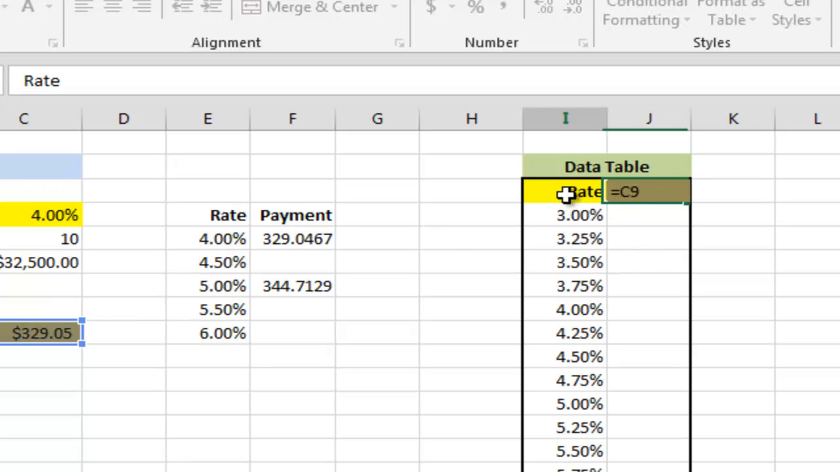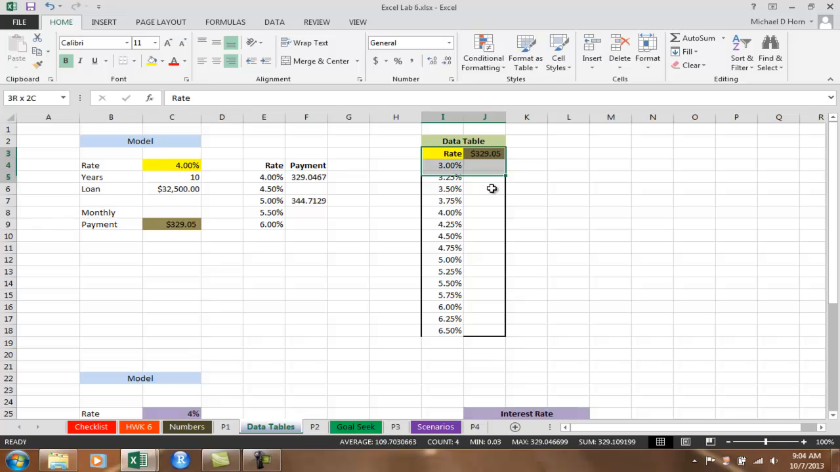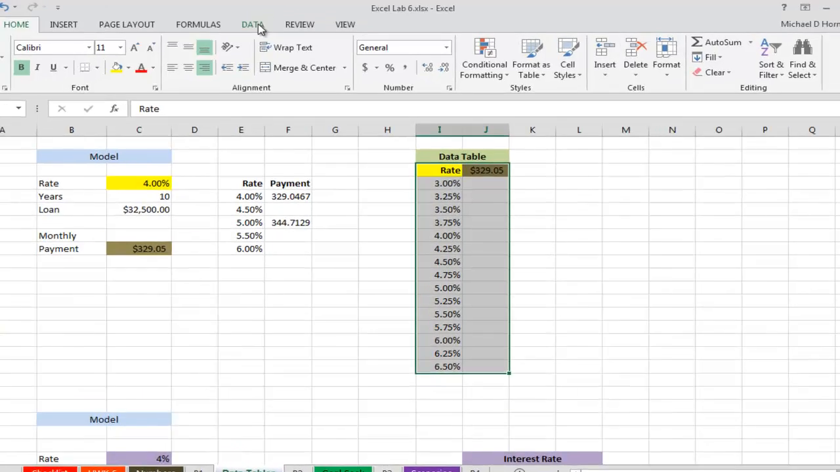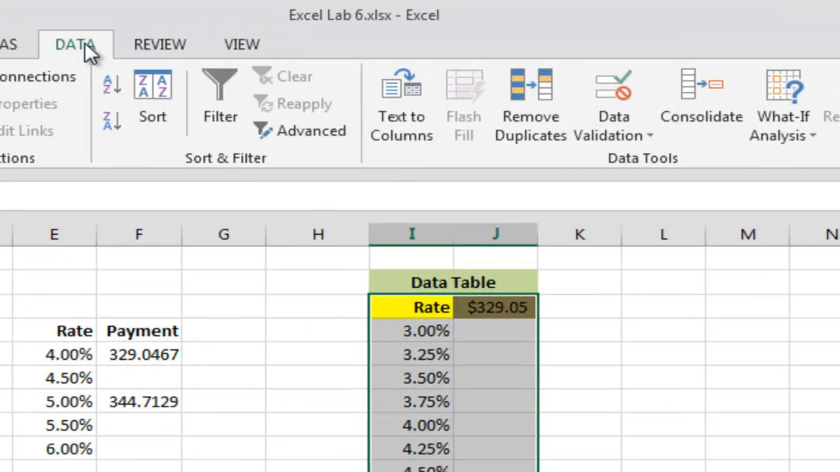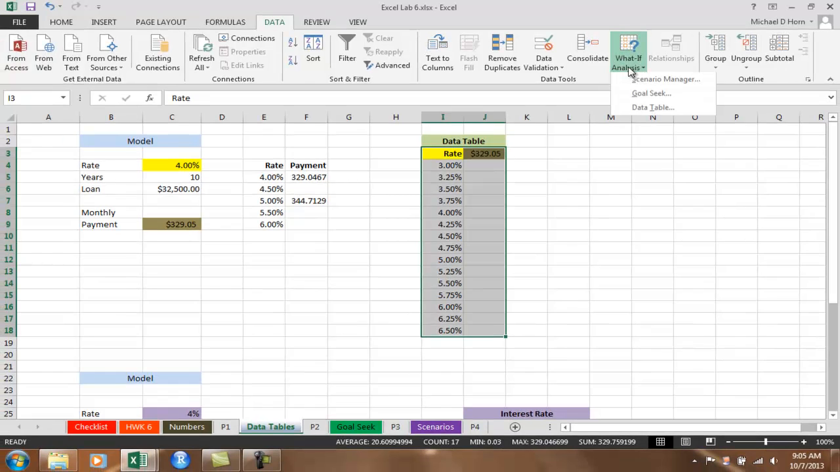Starting with the cell that has rate in it, that yellow cell there, I'm just going to highlight both columns down like that. Then I'm going to go to the data tab on the ribbon. And then on that, over towards the right, it says what-if analysis. And we want the one that says data table.